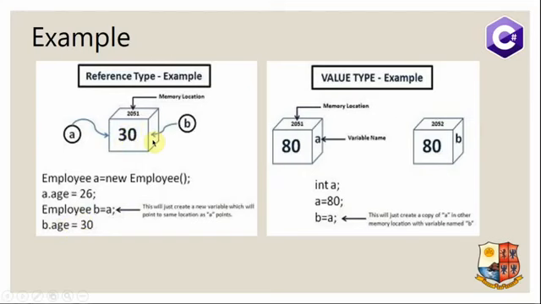Because you didn't copy the value, you copied the reference location. The location is the same, only you have given two different references. A is referring to the same location. B is also now referring to the same location. This is the big difference between a value type and a reference type. I hope this is clear.